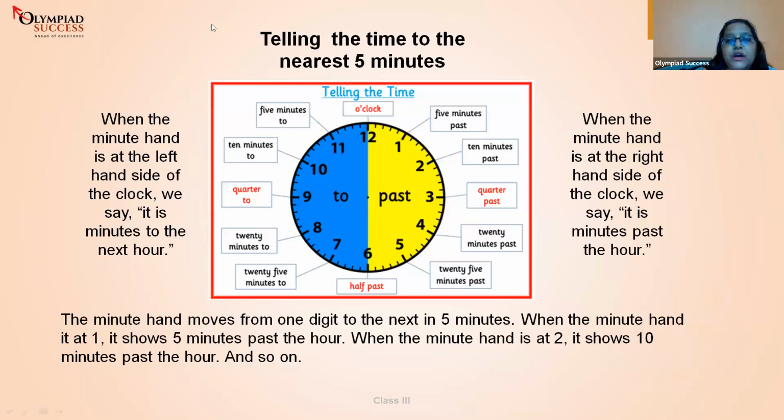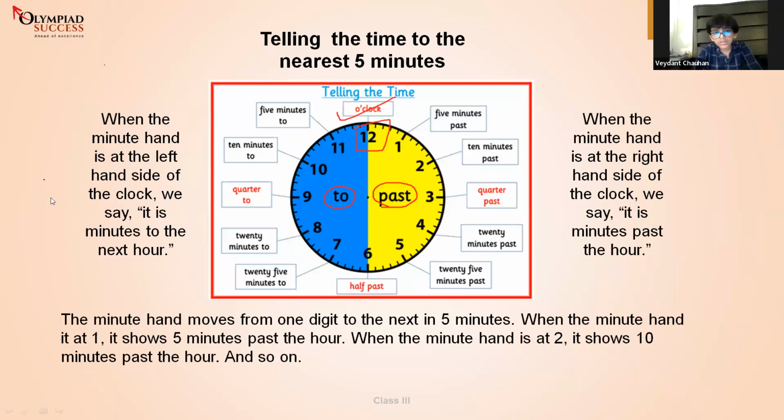Now, this is very important. How do you read the time, or how do you denote the time? For half of the clock we read the timing using the word past, and for the other half of the clock we read the timing using the word to. And for the exact 12 we get o'clock. Whenever you see the minute hand at 12, we always read it as o'clock.